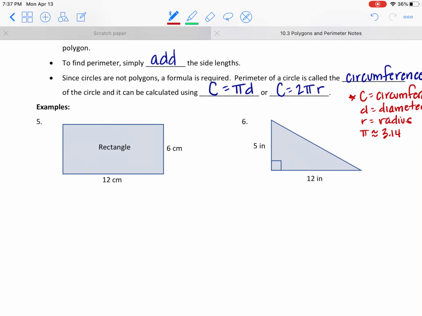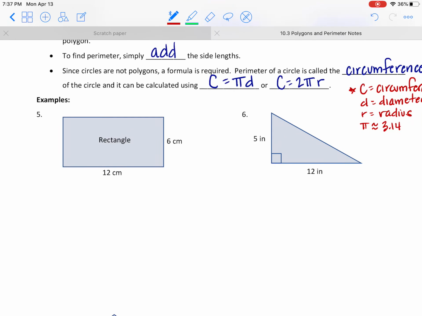All right, so number 5, if we wanted to find the perimeter for this shape here, it tells us it's a rectangle. Now obviously by looking at it we could see it's a rectangle, but we don't want to assume any properties. But since it's a rectangle, that means that this side is also 12 centimeters because opposite sides are congruent, and this side is also 6 centimeters.